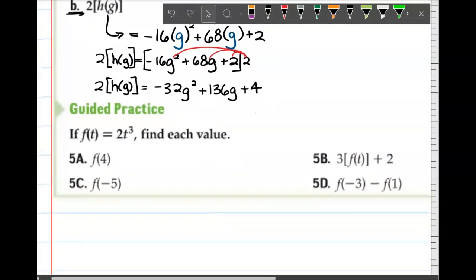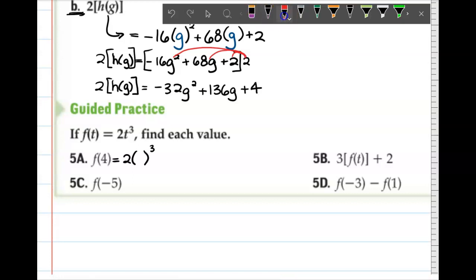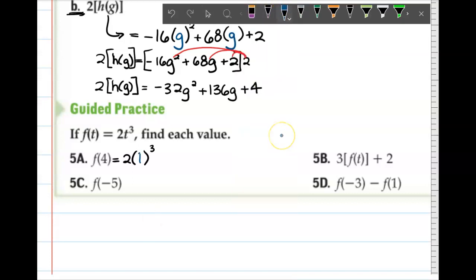All right, just a few more to practice, and then we will be finished with our step 26 notes. On this one, f of 4 means rewrite the f of t function. Take out t and put in 4. PEMDAS tells me to cube the 4 first, so 4 times 4 times 4 is 64. So we have 2 times 64, which is 128.